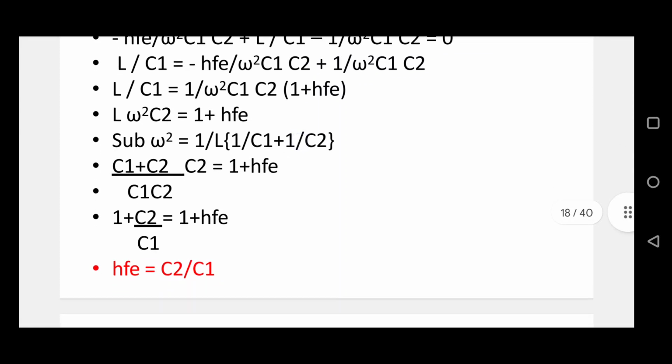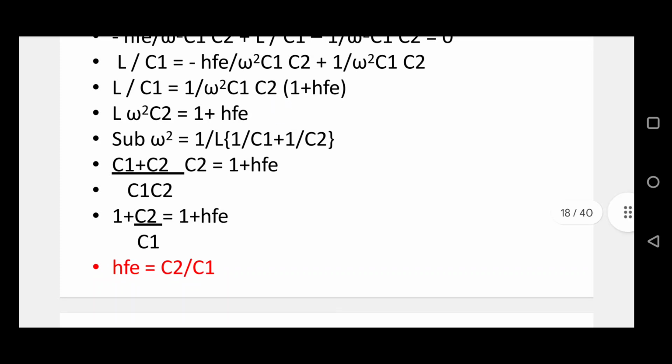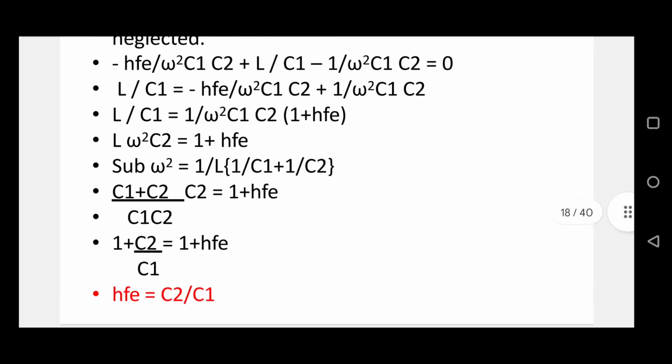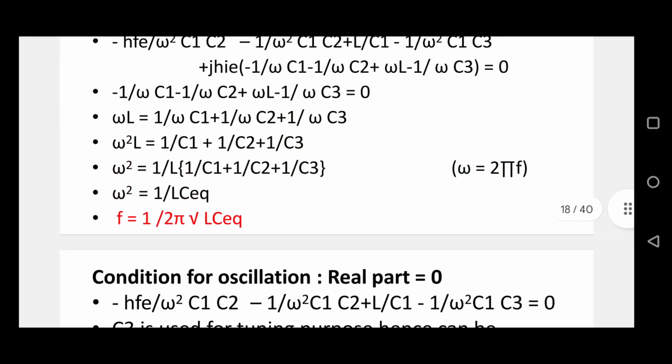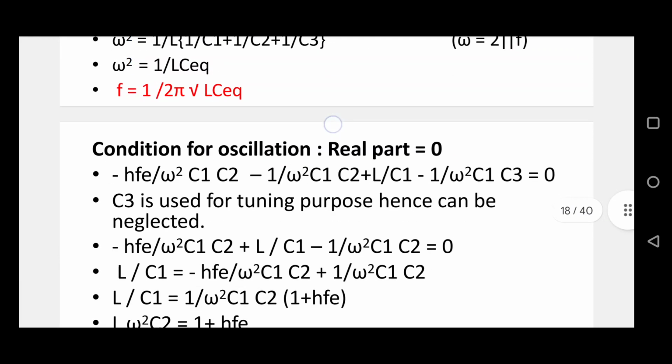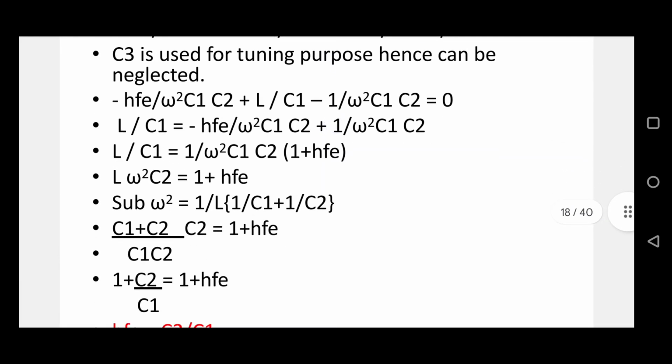So finally we can get the equation as L omega square C2 equal to 1 plus hfe. Now you can substitute the value of L omega square. Before that, we should find out the value, right? So omega square L equal to 1 by C1 plus 1 by C2 plus 1 by C3. Now substitute the value here.